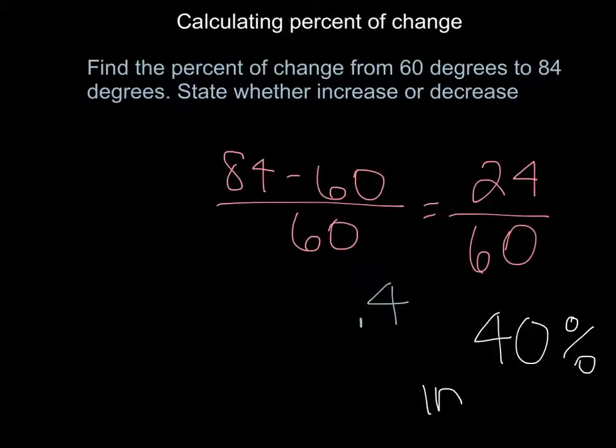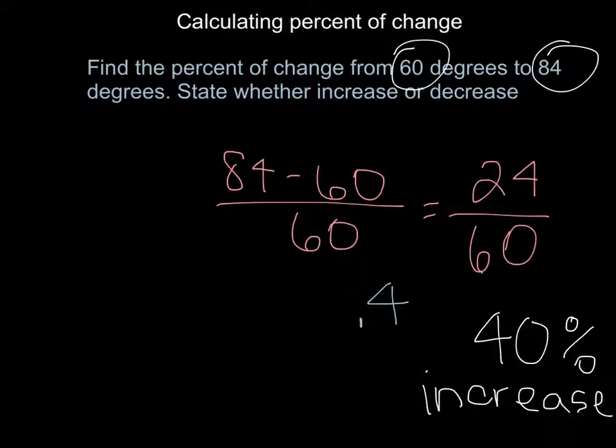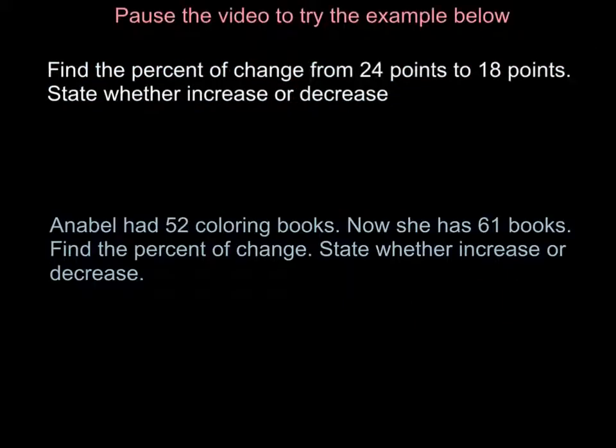and it's an increase. You determine if it's an increase or decrease by looking at the numbers. It's an increase if it goes from a lower number to a higher number. It's a decrease if it goes from a higher number to a lower number. Pause the video to complete the examples below.